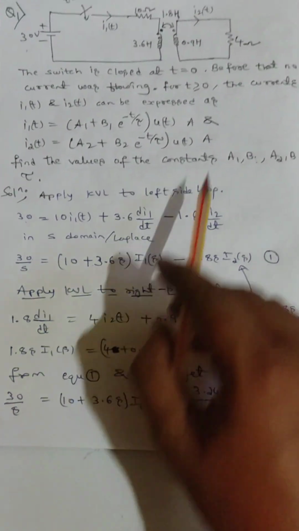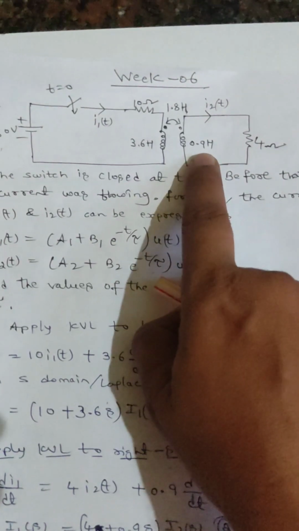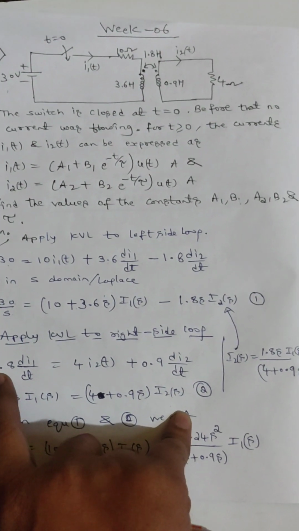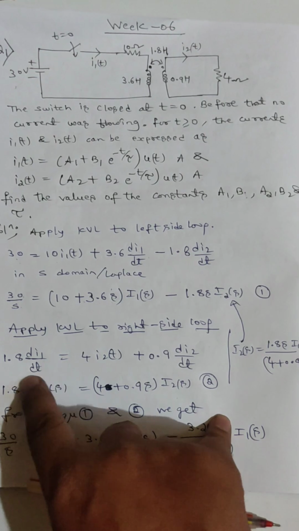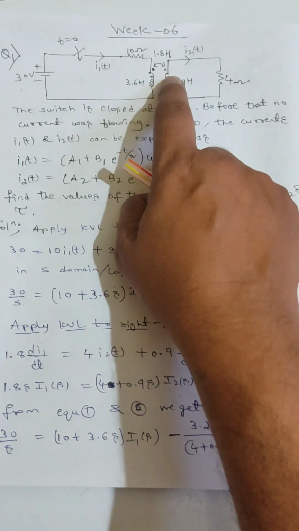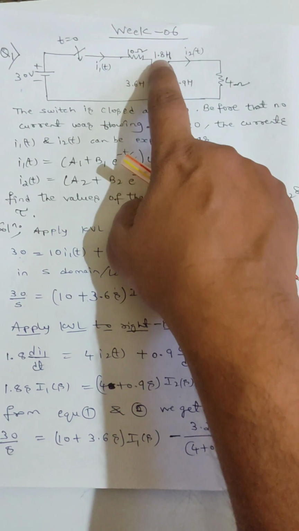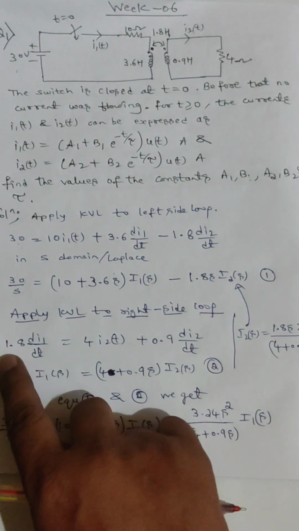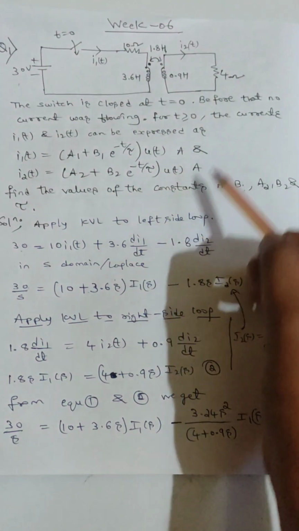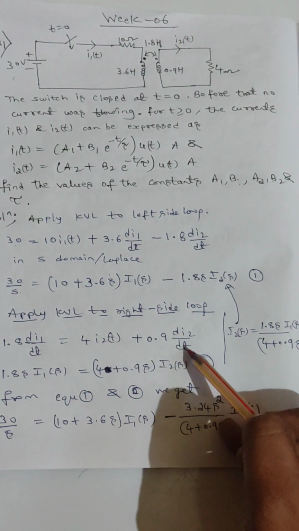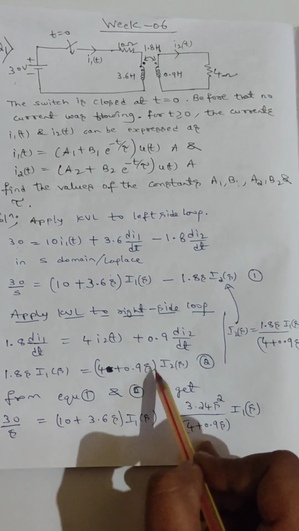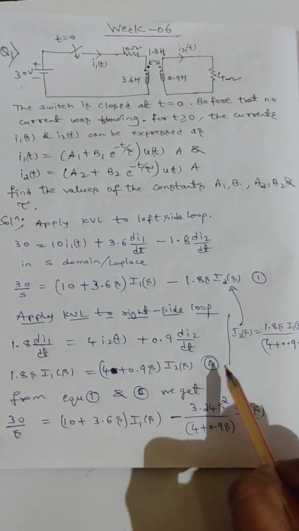In the same way, apply KVL to the right side loop. They have given 0.9 henry and 4 ohm; for these two elements, I2 current flows. Grouping all the terms on one side, the 1.8 mutual inductance also plays an important role. Now we are applying KVL for this loop, and this mutual inductance will carry this current. So 1.8 dI1 by dt is equal to 4 I2 of t plus 0.9 dI2 by dt. Again representing this in the Laplace domain: 1.8 S I1 of S is equal to (4 plus 0.9 S) I2 of S. But I2 of 0 minus is 0.